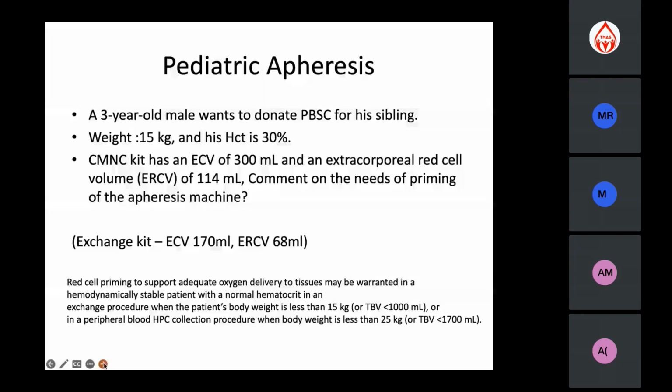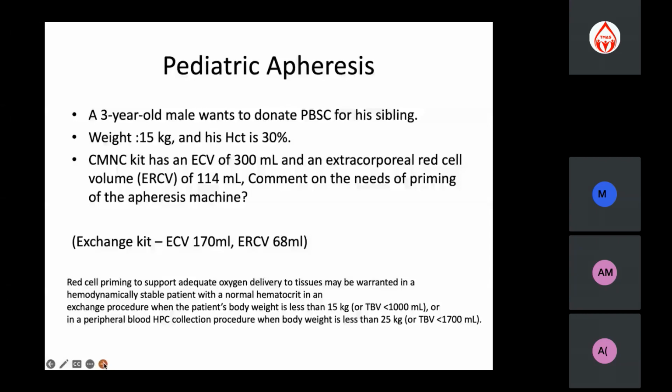For an exchange procedure, we prefer red cell priming when the body weight is less than 15 kilograms or the total blood volume is less than 1000 ml. In a peripheral blood stem cell collection, we perform red cell priming when the body weight is less than 25 kilograms or the total blood volume is less than 1700 ml. For the exchange procedure, I mentioned the extracorporeal volume is 170 ml, so that is why we require red cell priming only in patients weighing less than 15 kilograms.